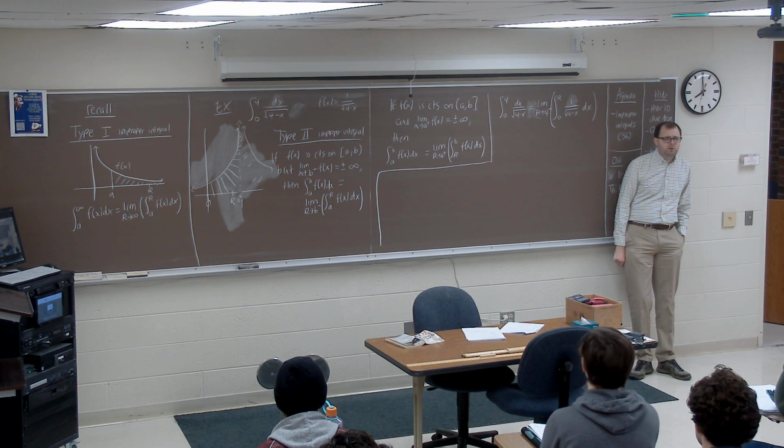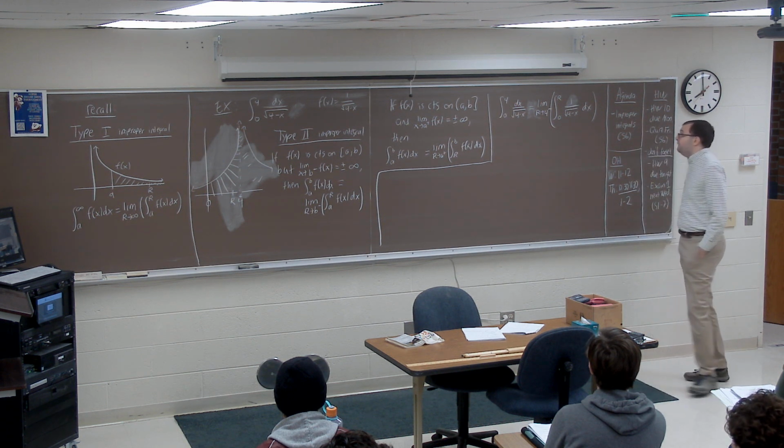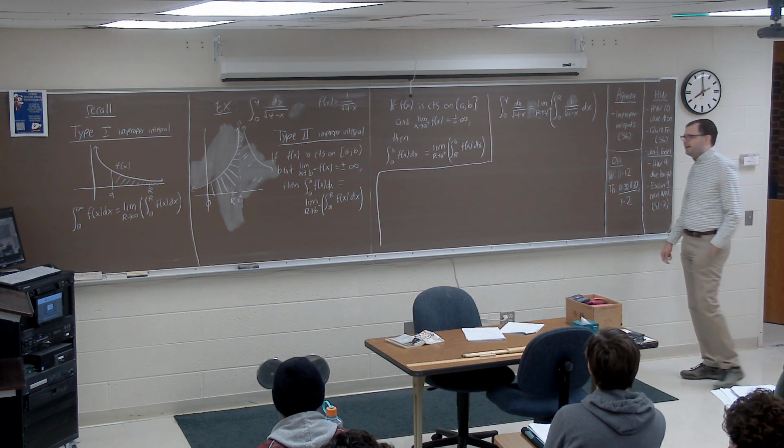How do we find, what technique do you think we could try to find a function whose derivative is 1 over square root of 4 minus x?